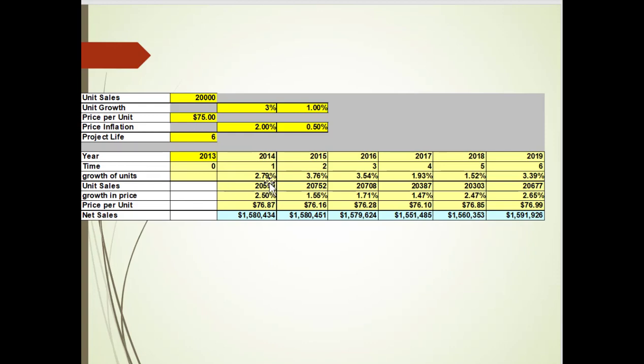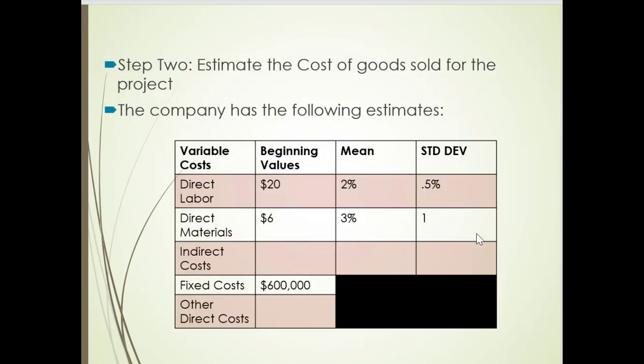Since we know how units are growing, we know what the sales will be each time. Growth in price per unit, obviously that changes based on our statistics. So now we have net sales for this, in this case, this 6-year window for this company. So we know what the net sales are, or what we're predicting the net sales to be.